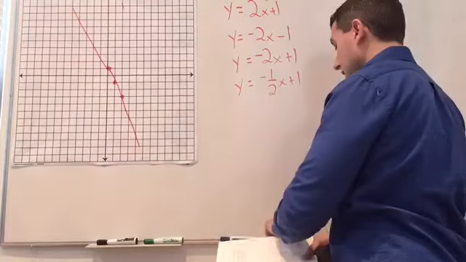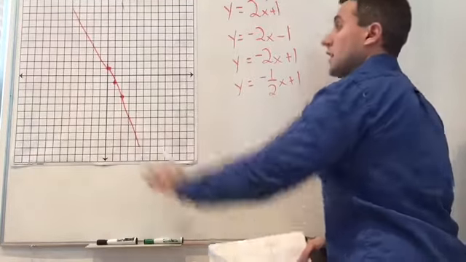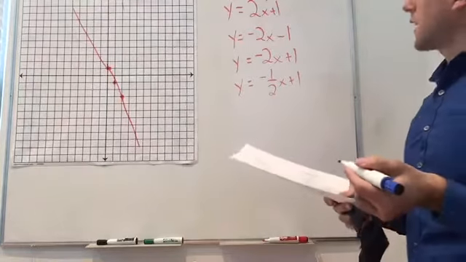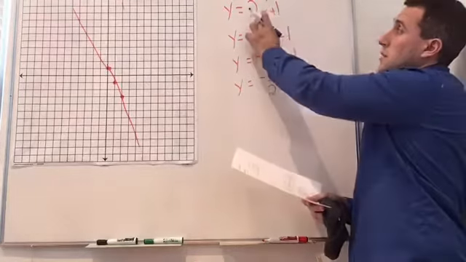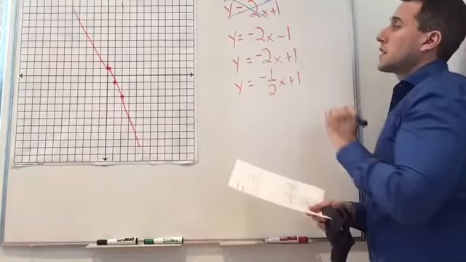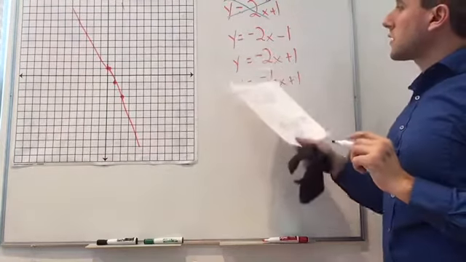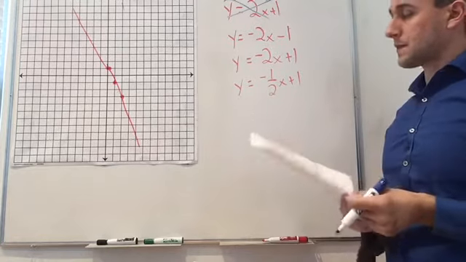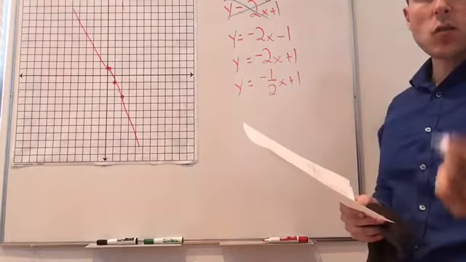This line has a positive or a negative slope? That's going down, so that's a negative slope. So you're going to eliminate all the answers that have a positive slope. The first one has a positive 2, that's not going to be it. The second one, B, is negative 2, that's good. C is negative 2 and D is negative 1/2. Okay, so that's good. Second thing we're going to check is the y-intercept.